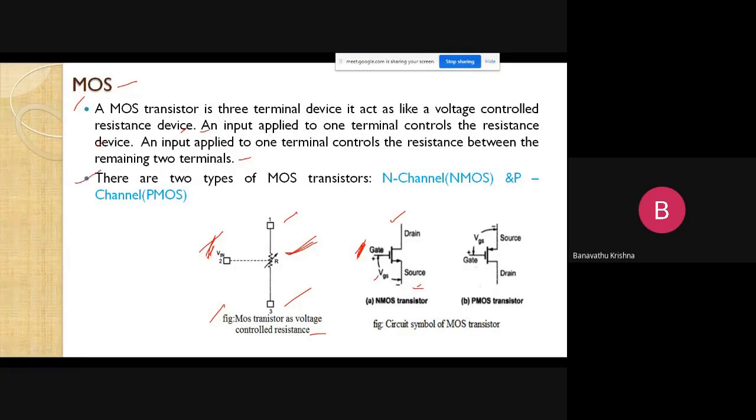You know that the metal oxide semiconductor is classified into two types: one is N channel, called NMOS, and the other is P channel, called PMOS. These are the circuit symbols of the MOS transistor: the NMOS transistor and the PMOS transistor. Here the drain terminal is shown like this. The NMOS circuit symbol is shown like this, and the PMOS circuit symbol is shown like this. Clear? Next.